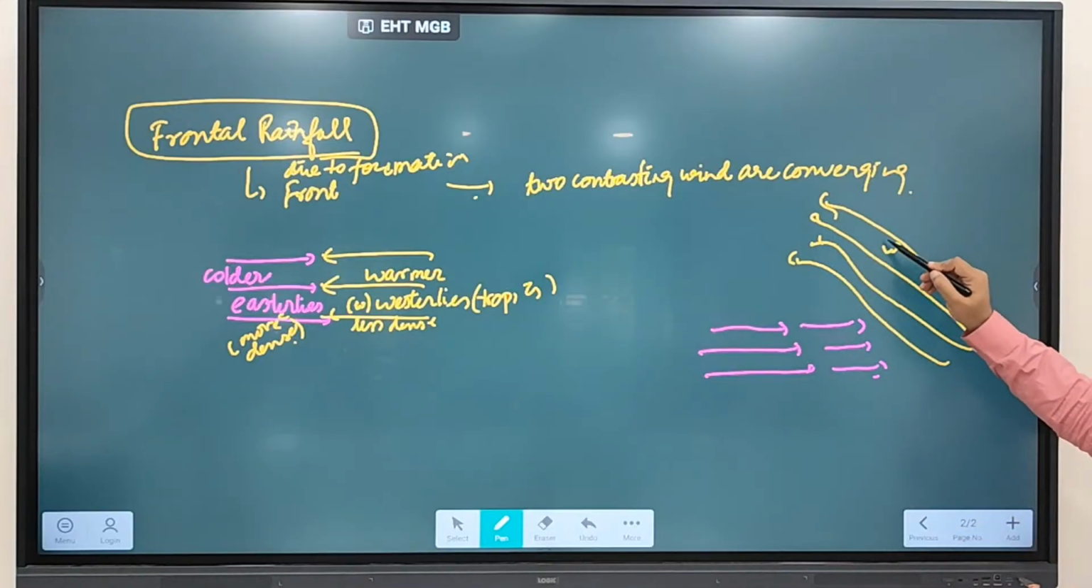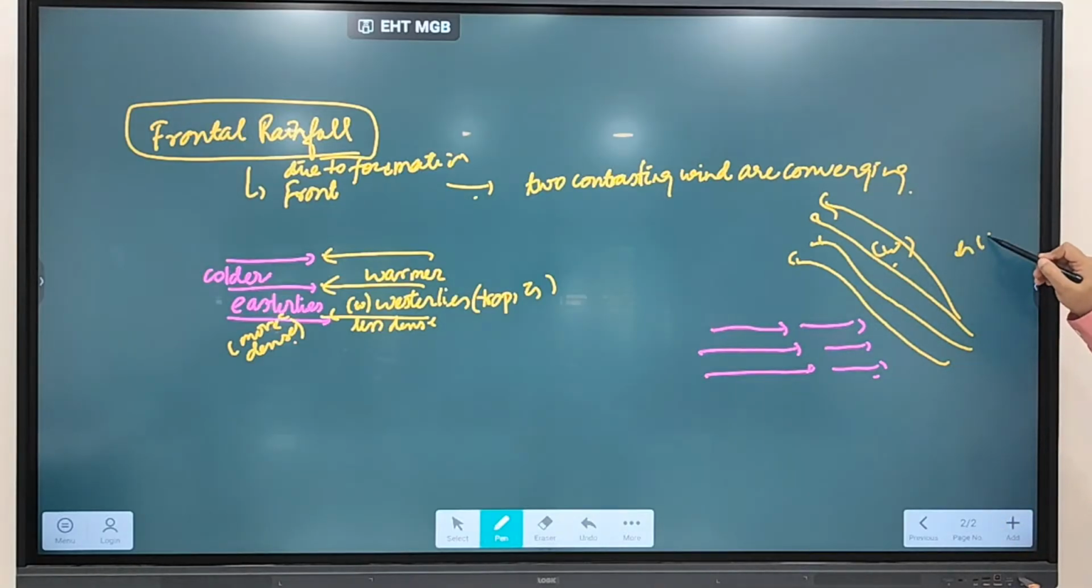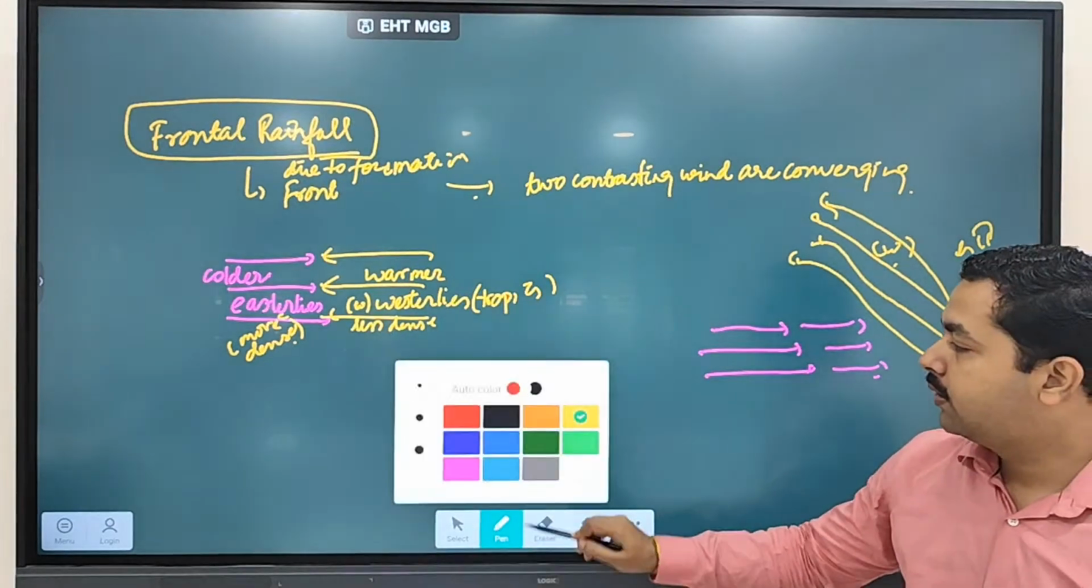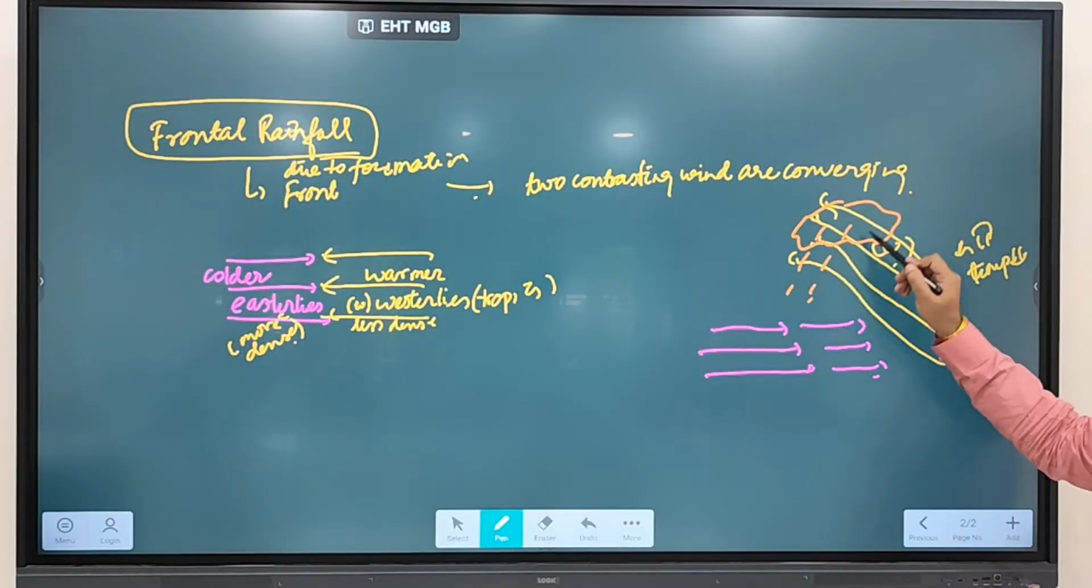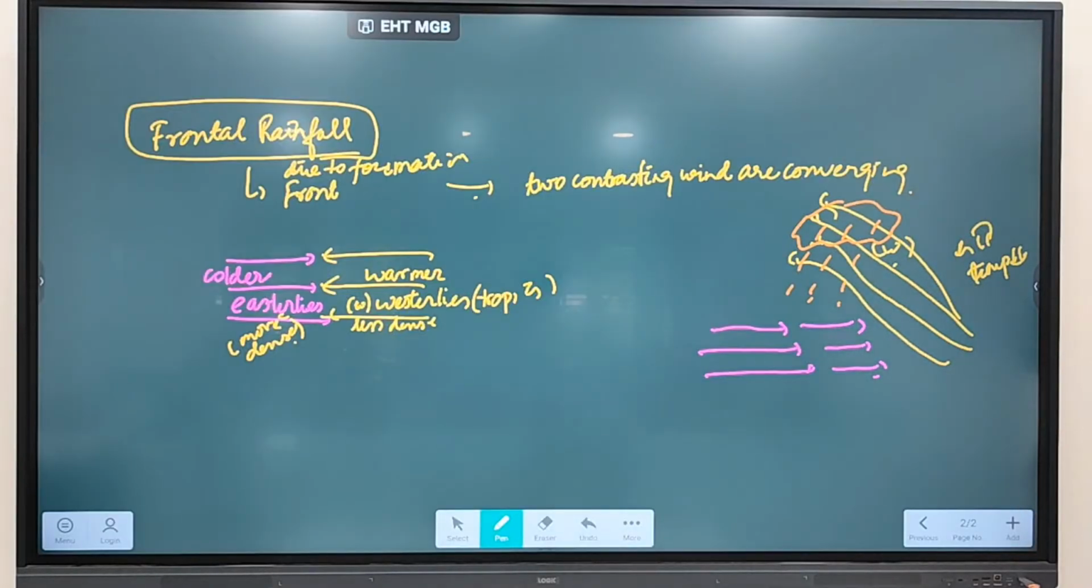Fine. So this warmer wind is now uplifted by the colder wind. Clear? As the wind is going up, what will happen? Temperature will decrease. When temperature decreases, what will happen? You will see condensation, cloud formation, and this will result in rainfall. So here condensation happens, cloud formation happens, leading to rainfall.